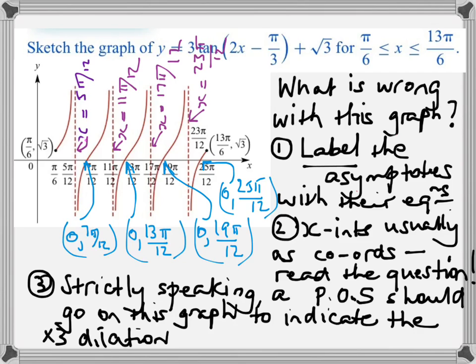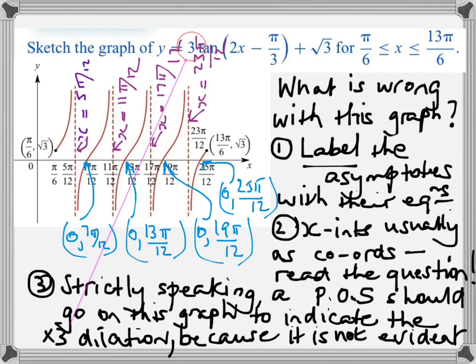I don't think they'd ask you that in an exam, but strictly speaking that's what you should do. There's the 3, and that's the 3 dilation. So that's got to be somehow shown on the graph, and a point of scale does that, because it's just not evident from the way that's been drawn, okay? Gee whiz, well it looks like we're finished, and it looks like a junkyard, but hey, it's a junkyard worth full marks.